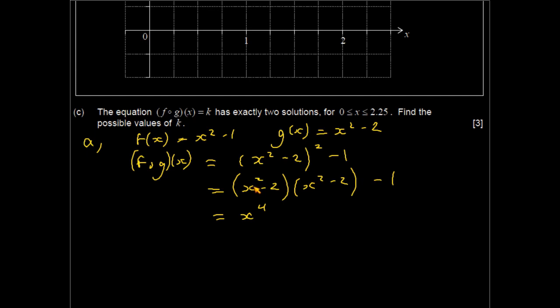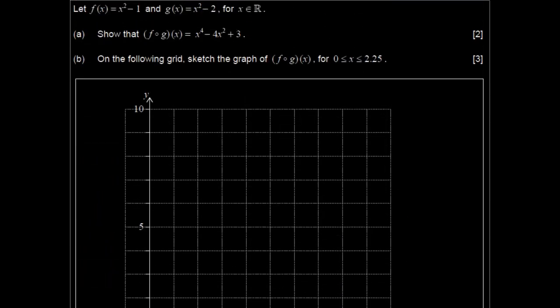I would then multiply this x squared by this minus 2, which gives me minus 2x squared. This minus 2 by this x squared, which gives me minus 2x squared again. Then minus 2 times minus 2, which gives me plus 4. And then that minus 1 from the end. So that's going to give me x to the power of 4 minus 4x squared plus 3. I can just go back and check that that's the answer that we should have had. Yes, x to the power of 4 minus 4x squared plus 3.